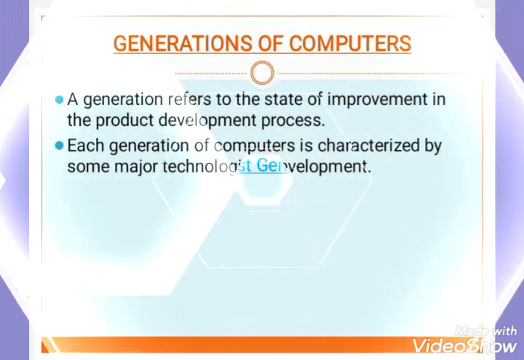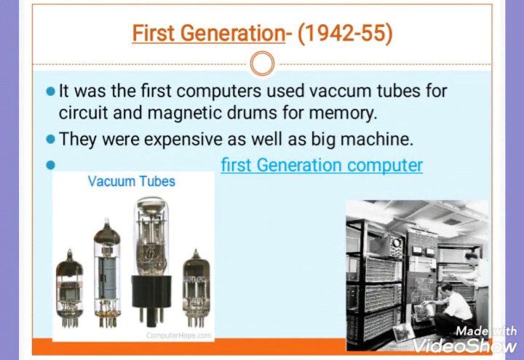So the first point is the first generation. It was developed in 1942 to 1955. You can see the picture. In the first generation, the computers used vacuum tubes for circuits and magnetic drums for memory. These were very big in size. They were very expensive to operate and used a great deal of electricity.